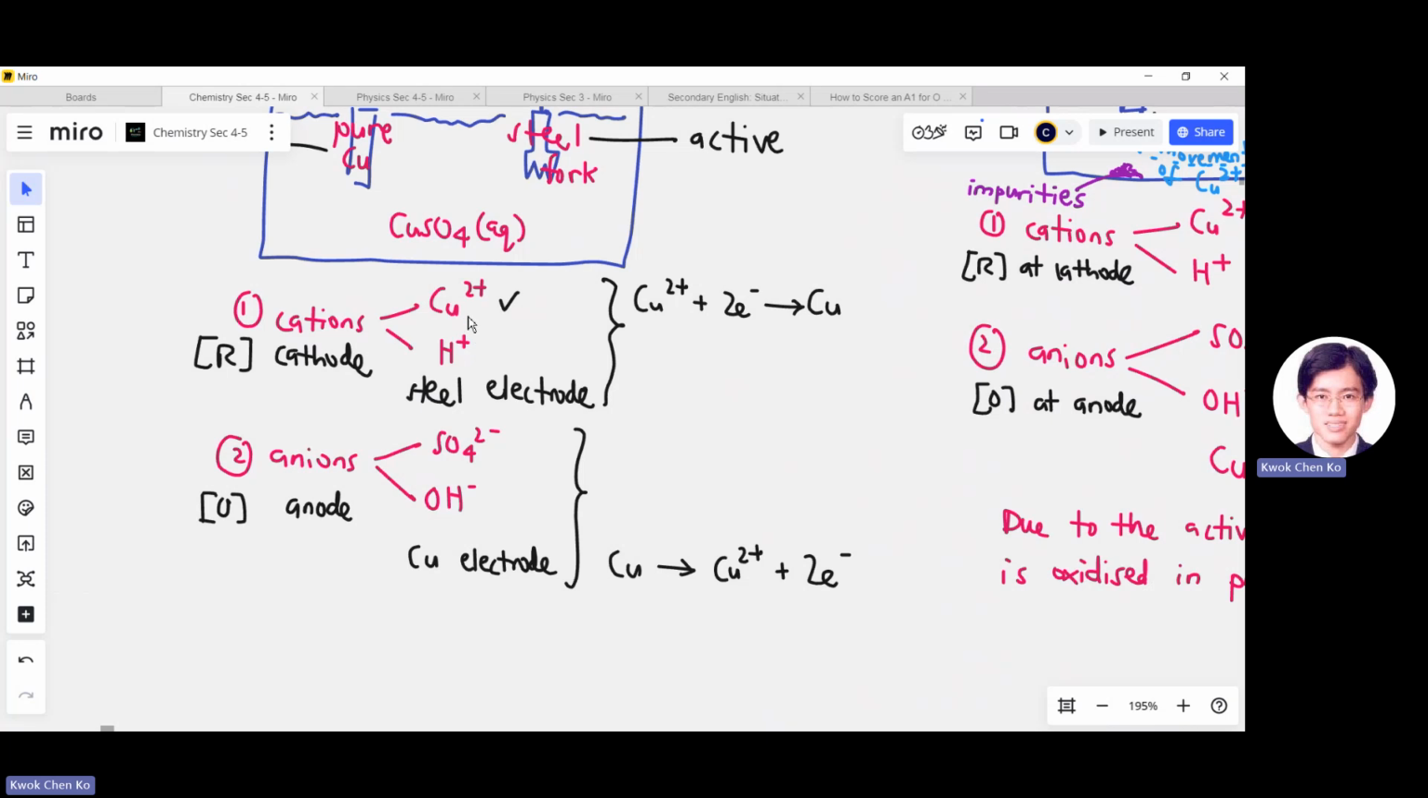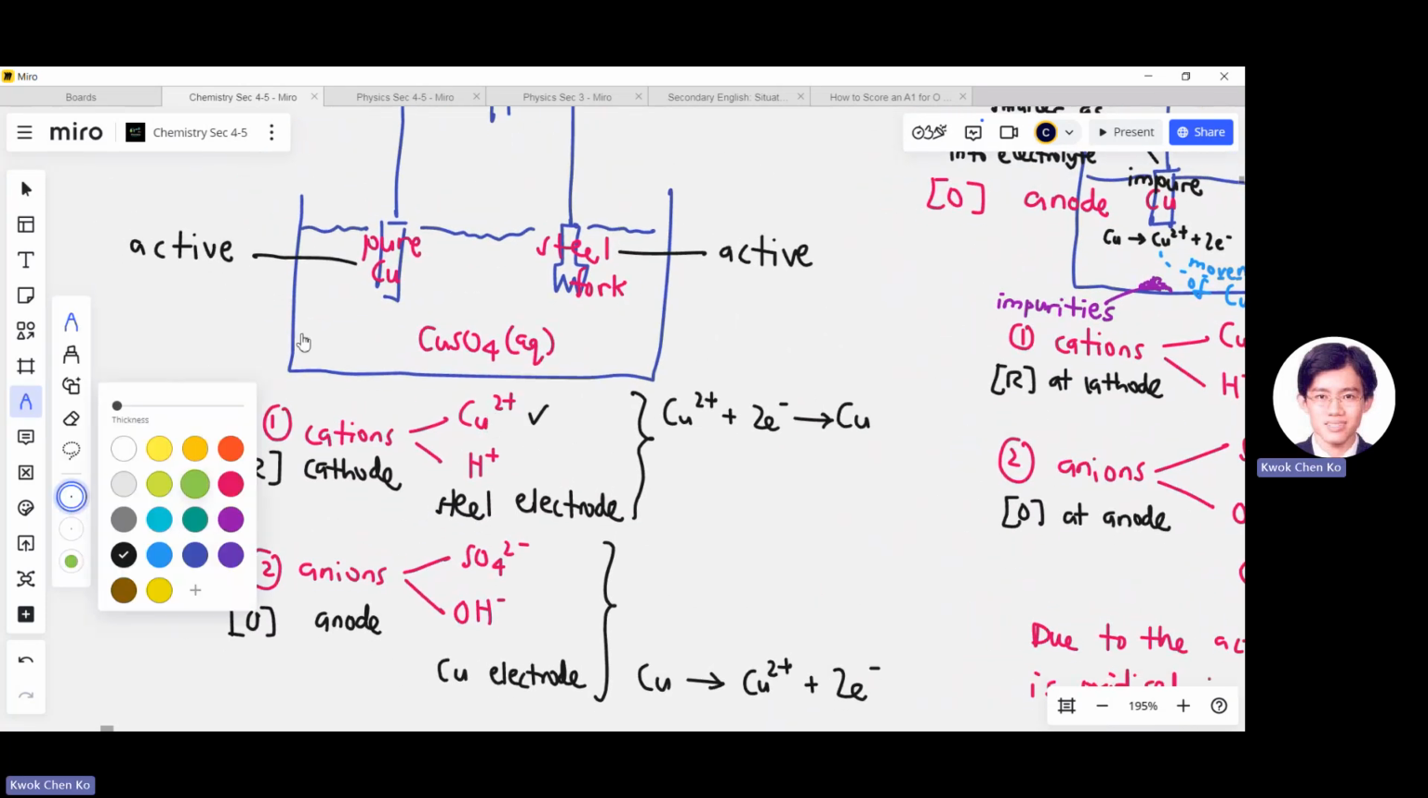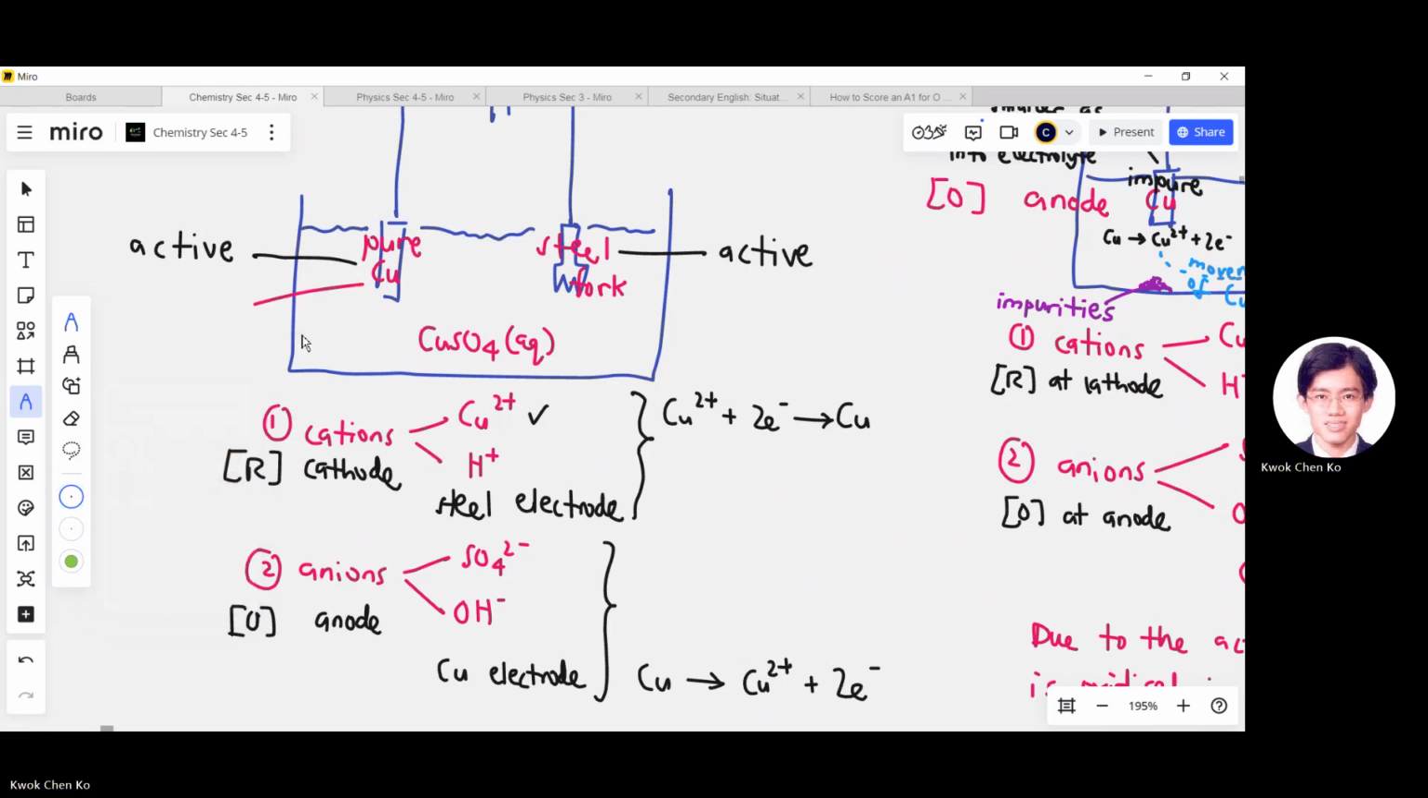So observation, right now, your anode, what will happen to it? It slowly dissolves over time. It becomes smaller, of course. Whereas your steel fork, if you design everything properly, it will get plated with a layer of copper. If everything is designed properly.